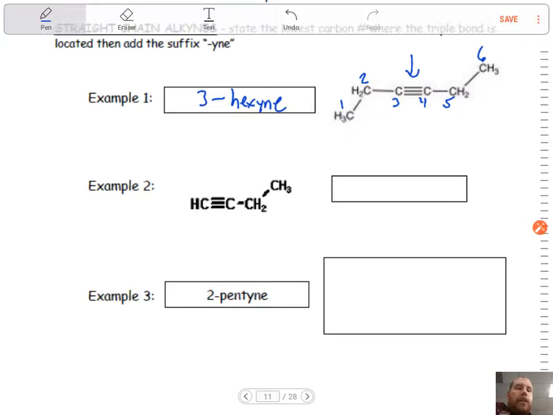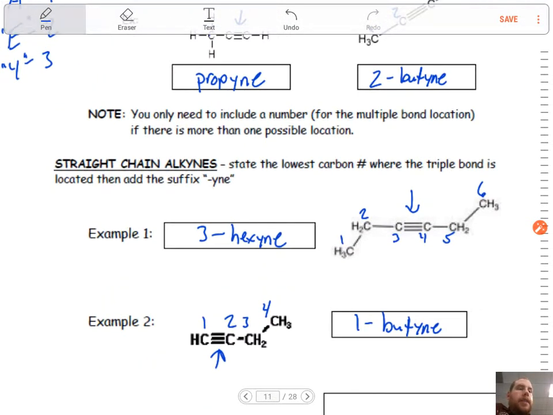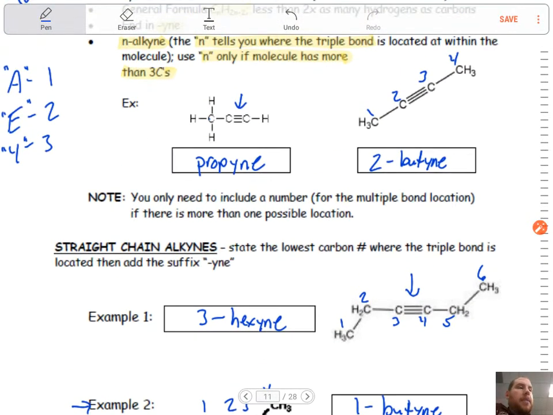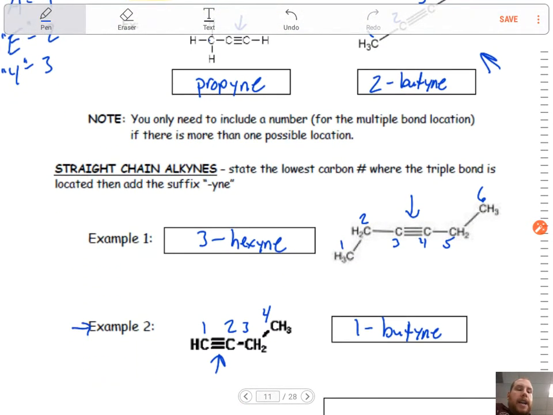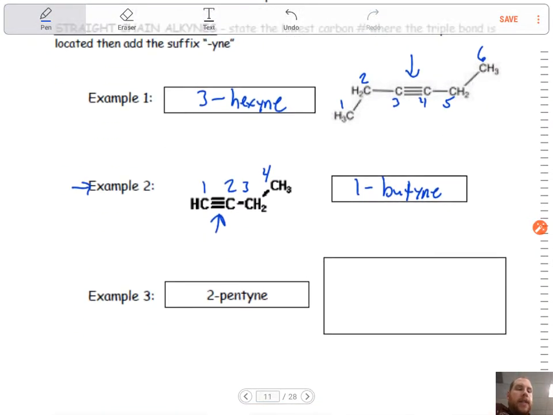Example number 2. 1, 2, 3, 4. Now, this one, it does matter where I label my carbons because the triple bond is on the end. I need it to be on the least numbered carbon. So this would be 1, and then 1, 2, 3, 4. I've got 4 carbons. 1-butyne. Notice this example, guys, example number 2, and this one up here. They're both butyne, but what's different about them? The triple bond's in a different location. In the next video, we're going to talk about what these are called, and they're called isomers. Same formula, different structure. Anyway, we'll get more into that in the next video.